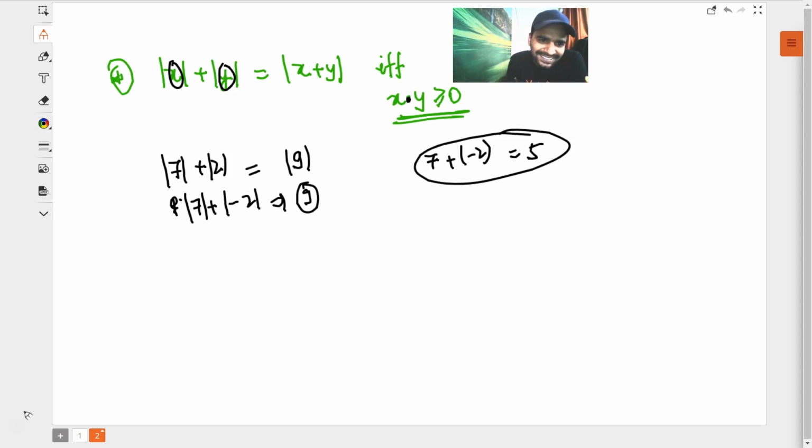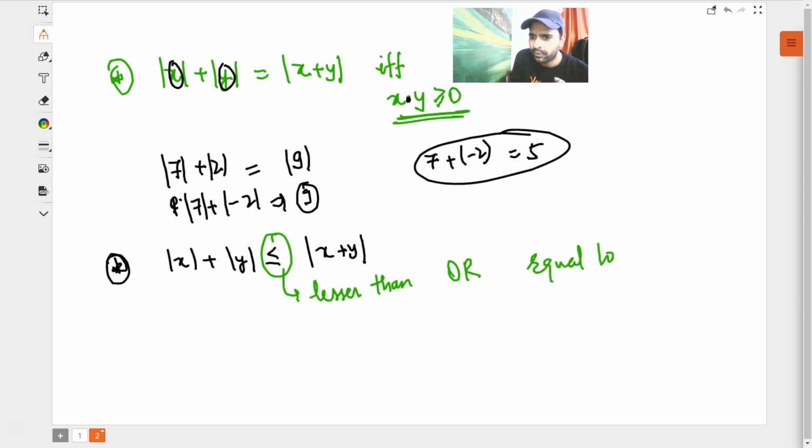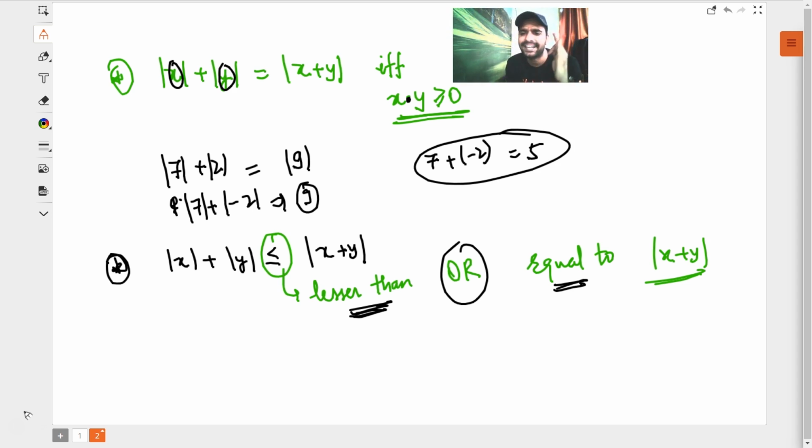Everybody clear? So I can tell one more thing from what I have learned so far: mod of x plus mod of y will always be lesser than or equal to mod of x plus y. This inequality right over here, guys, means what? Lesser than or equal to. Or means if either this one or this one is happening, then my condition is right.